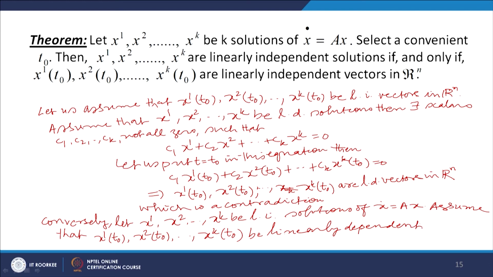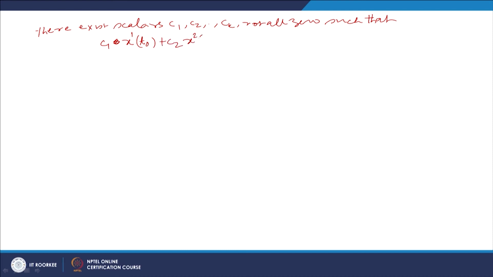Okay. So, again we shall have to arrive at a contradiction in order to prove the result. So, by the definition of linear dependence, there exist scalars C1, C2 and so on Ck, not all 0, such that C1 times x1 t naught plus C2 times x2 t naught and so on Ck times xk t naught is equal to 0.